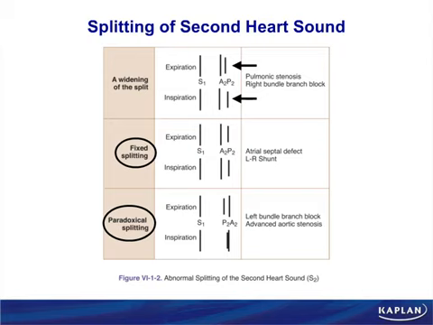Since I have a split in expiration but not inspiration, this is referred to as paradoxical splitting. A couple of things to look for that can cause that. For Step 1, left bundle branch block and advanced aortic stenosis.